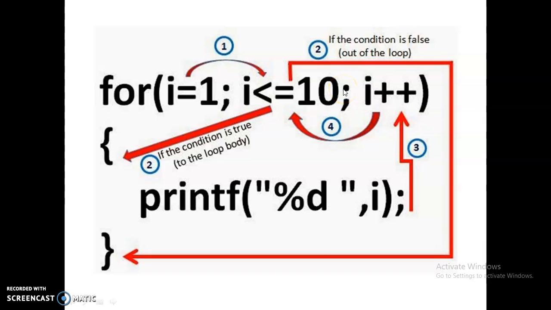Otherwise, if the condition is true, what will happen? It enters into the body of the loop and executes the set of instructions within the curly brace. So this is the second step. After this is executed, the third step is the increment. After the increment, the value is changed, and it will check the condition again. If the condition is true, it will enter into the body of the loop. If the condition is false, it will go out of the loop. This is the process of the for loop.